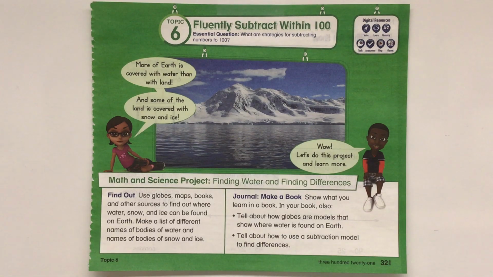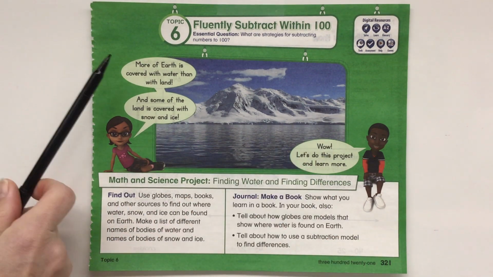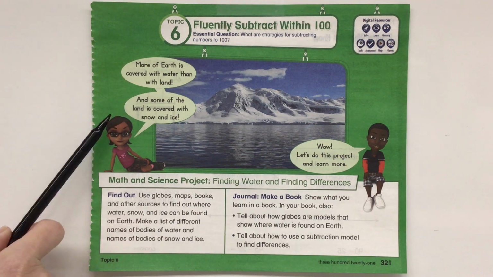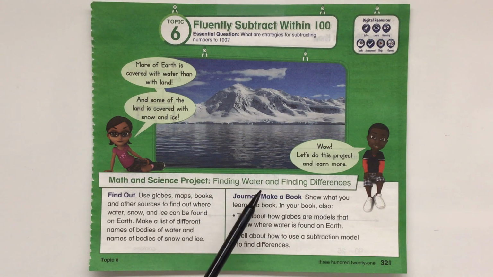Right, this is our math lesson, topic 6. We're going to be working on fluently subtracting within 100 and using some of our strategies from topic 5 that we've learned about. This is kind of a science resource. More of Earth is covered with water than with land, and some of the land is covered with snow and ice. So what you're going to do is find out about water and finding differences.